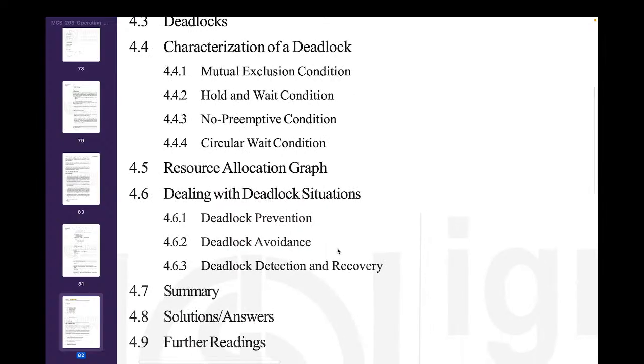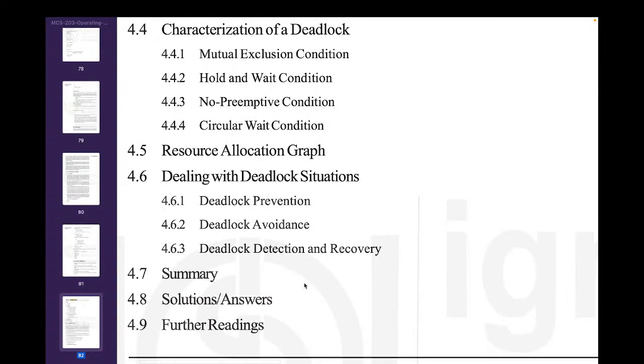Dealing with deadlock situation: deadlock prevention, deadlock avoidance, deadlock detection and recovery.